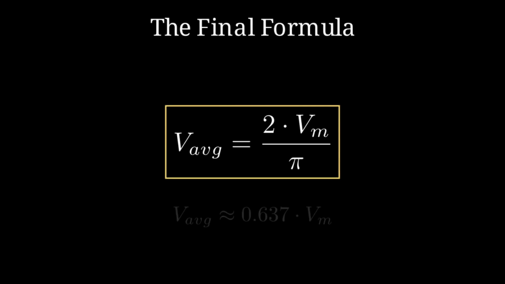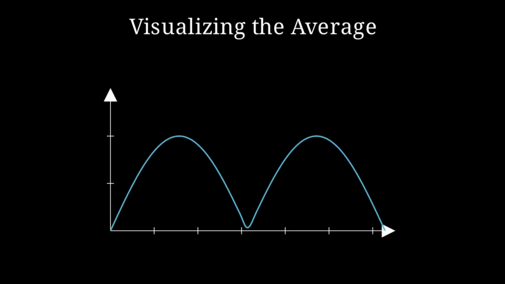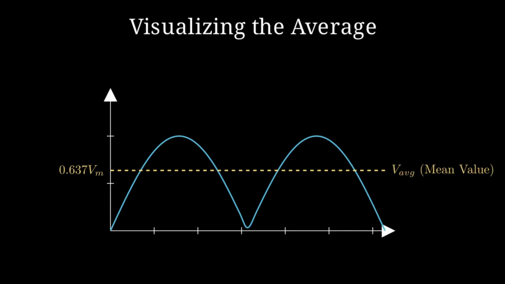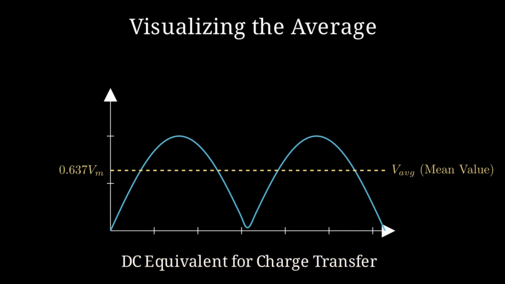This means the average value of a full-wave rectified signal is approximately 63.7% of its peak value. This is a constant ratio for any pure sinusoidal input. If you were to level out the humps of the rectified wave into a flat line that contains the same area, it would sit at exactly this height. This average value represents the equivalent DC voltage for applications like battery charging.